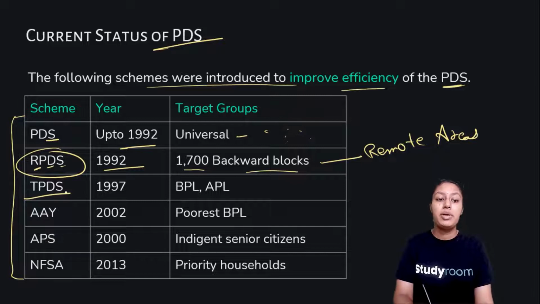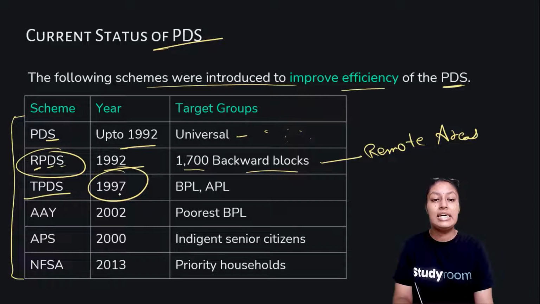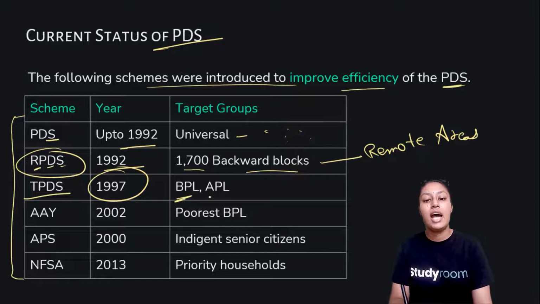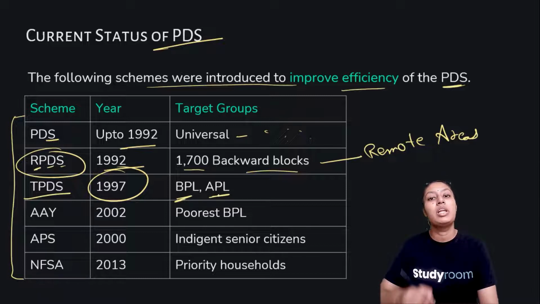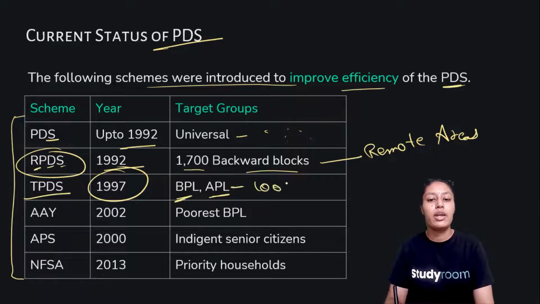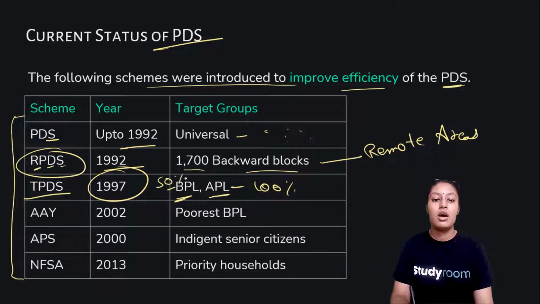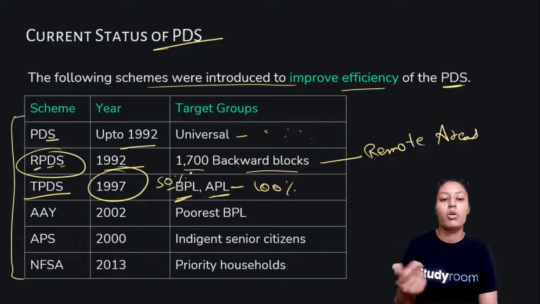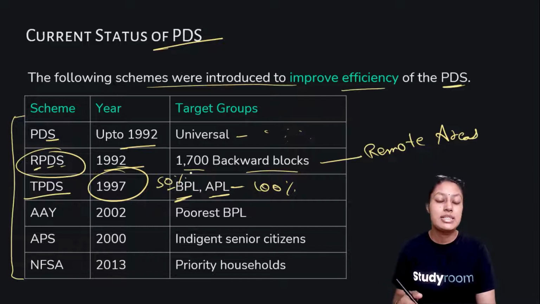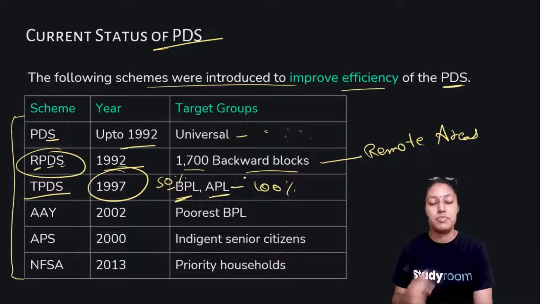Then we have TPDS, Targeted Public Distribution System, which was established in 1997, and it targets below poverty line people and people above poverty line. APL people get all the material at 100% economic cost, and for BPL they get all the necessary items at a 50% less subsidized rate. But people of APL get some basic commodities at a fixed subsidized rate.